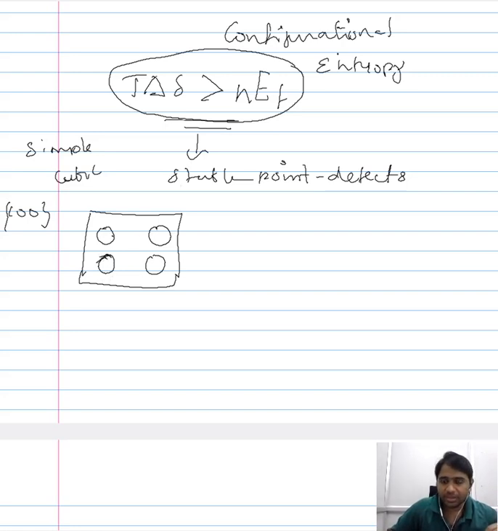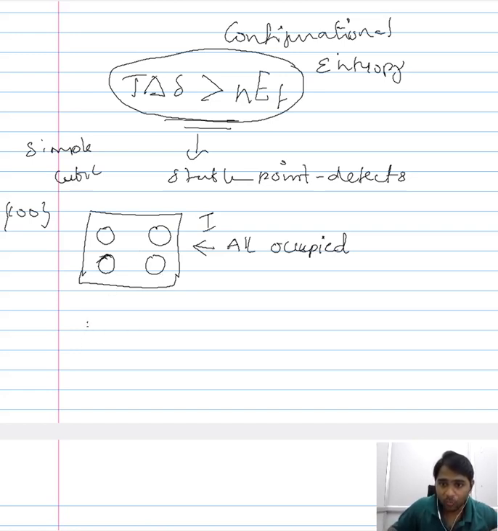Now when all these positions are occupied, these are the atomic positions of the atoms along the 100 plane of simple cubic. When all these positions are occupied, this is the only way you would be able to arrange the atoms. So when all lattice sites are occupied, this is the only way you would be able to arrange the system.